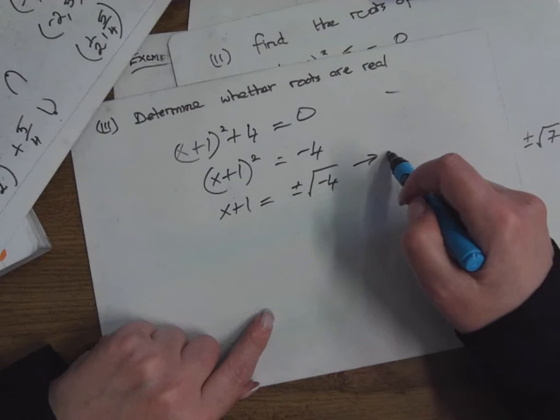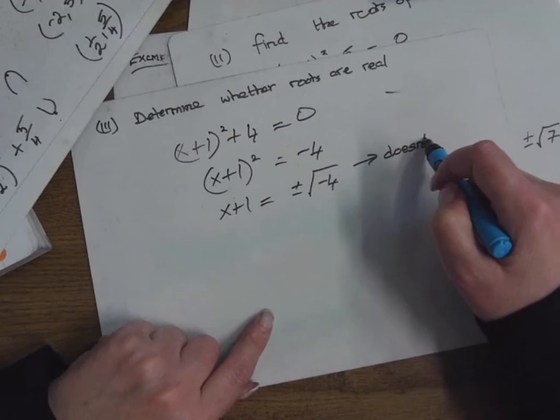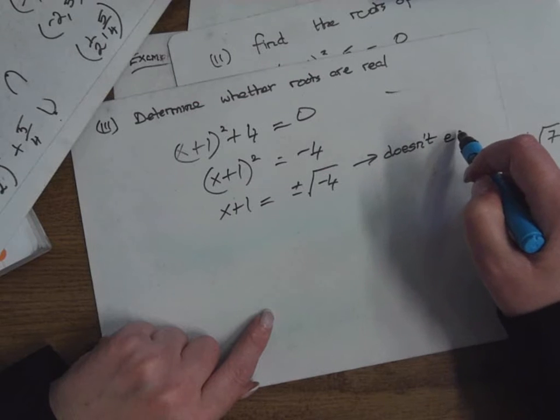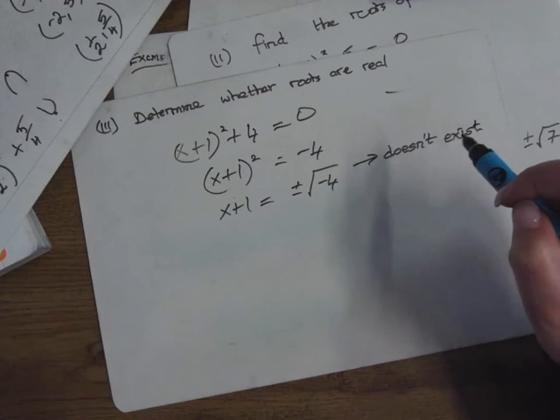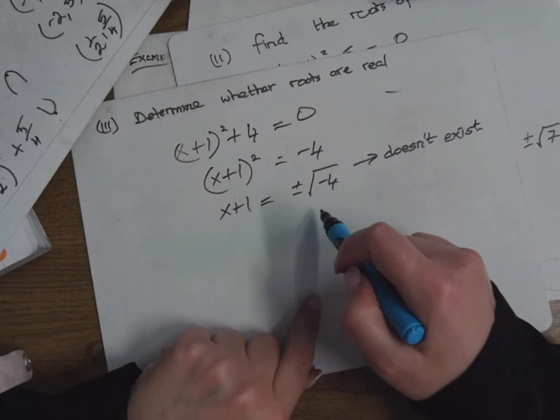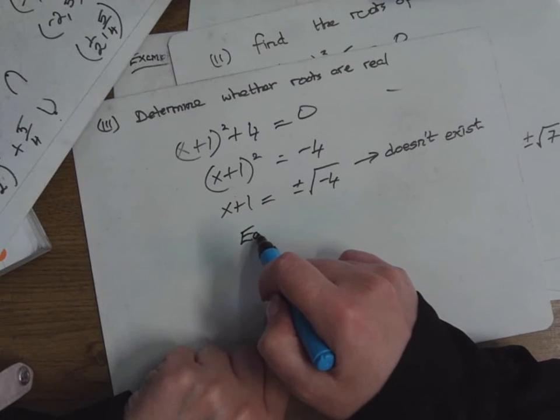It doesn't exist. So what? So it doesn't exist. You can't get the square root of a negative number. If you try it on the calculator, it will say error because it just doesn't exist, right? So therefore, the equation has no real roots.